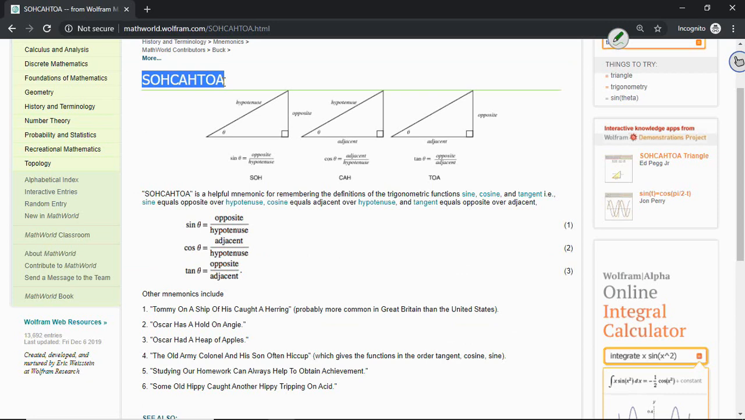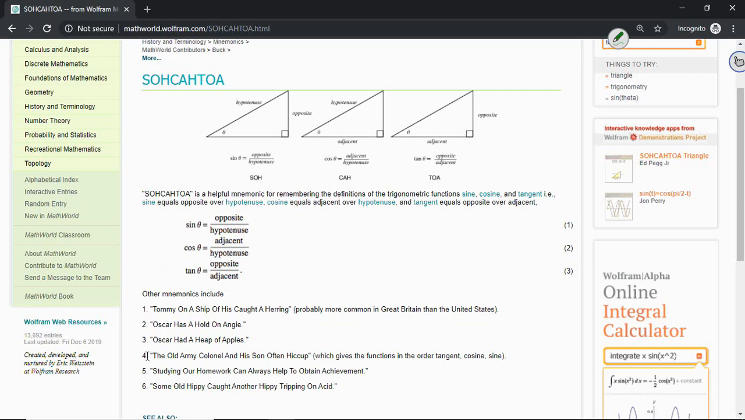There's also various sentences that you can memorize. So down here at the bottom, sentences 5 and 6 just say SOHCAHTOA, where the first letter of each word spells out SOHCAHTOA. So you could memorize either of those two sentences. The last one's kind of funny.